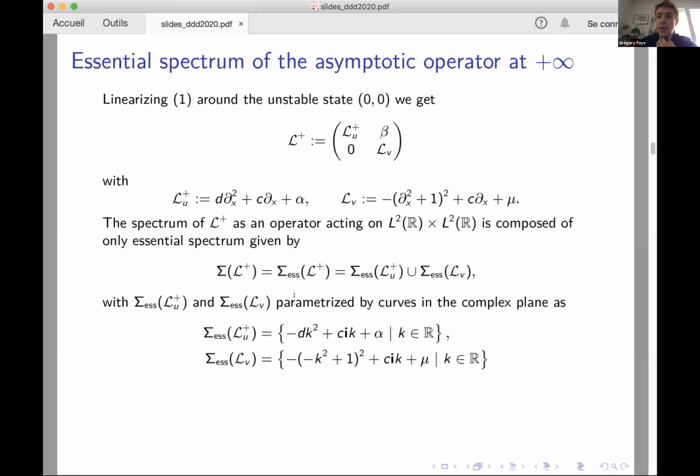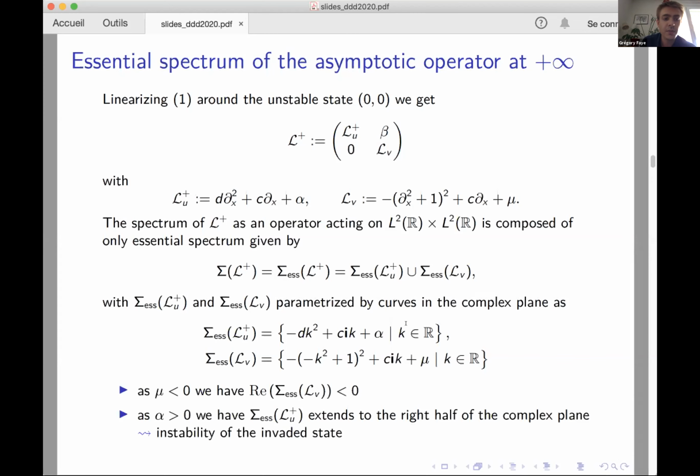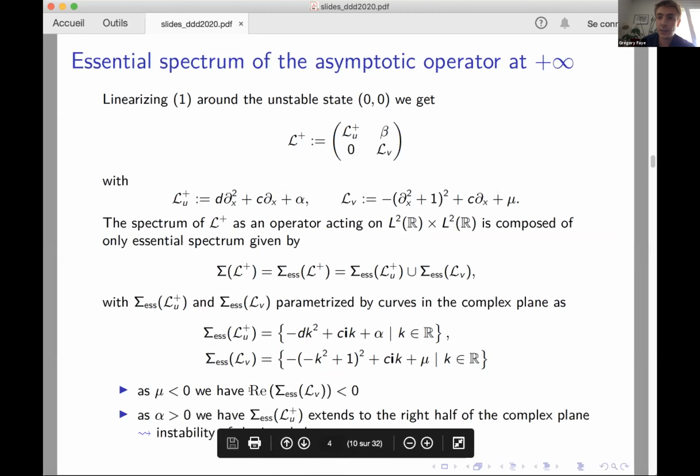And they're just given by parameterized curves in the complex plane. Basically, they're obtained by taking the Fourier transform of the symbol here. Okay, so this is well known. And what we get directly from that, because we're taking mu negative and alpha positive, is that the essential spectrum coming from the Swift-Hohenberg equation is always stable. There's a real part for each element in it that is less than 0.